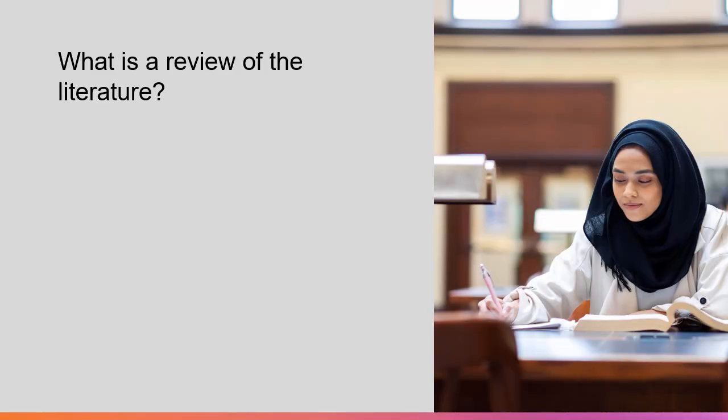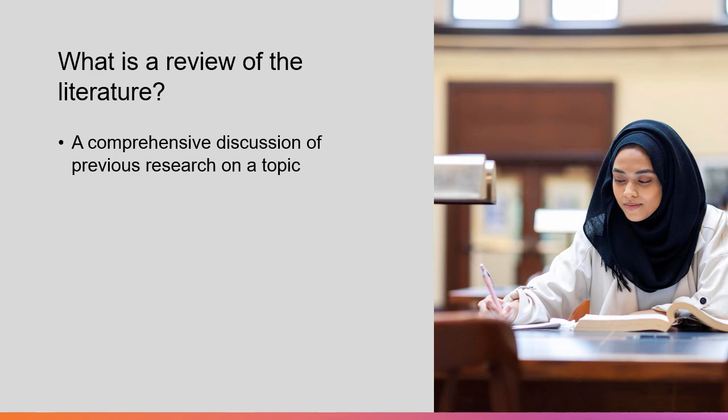A review of the literature is a comprehensive discussion of previous research and literature on a topic. It will usually focus on secondary sources such as academic books and journal articles, which recount previous research. But depending on your subject, it may also include primary sources and other types of data, such as legislation, policy papers, images, websites, or newspaper articles.